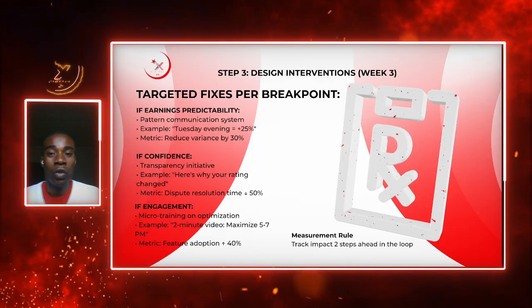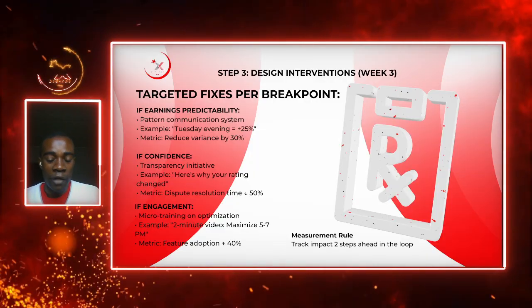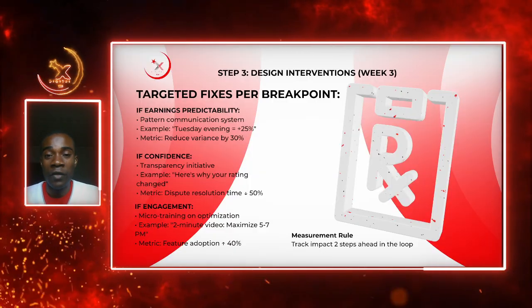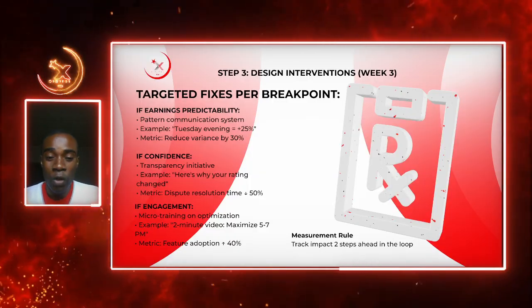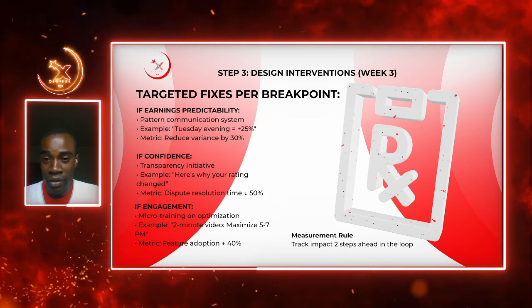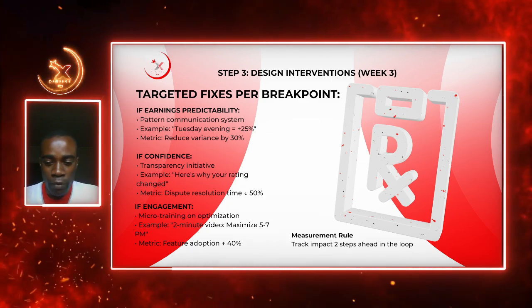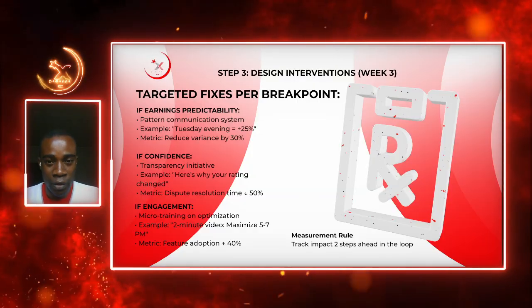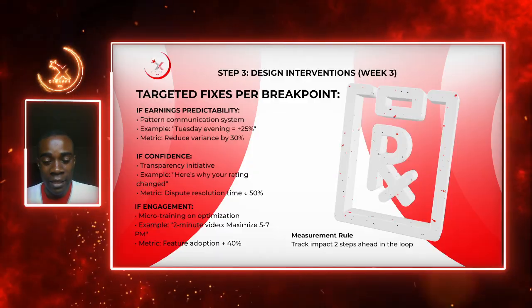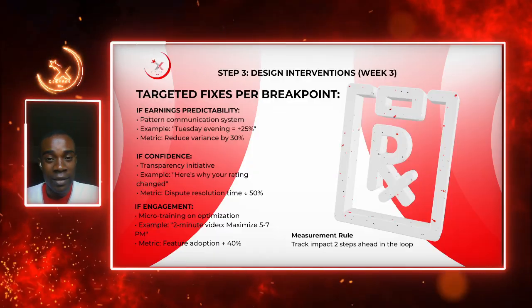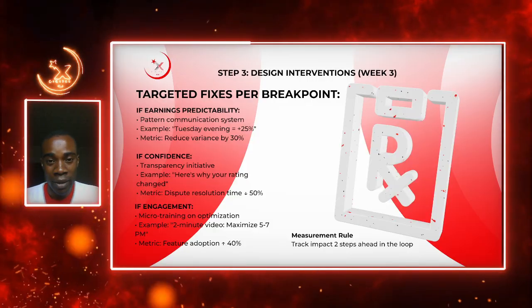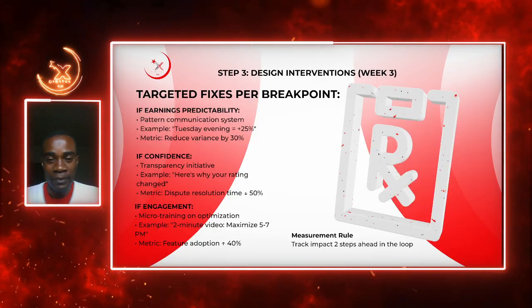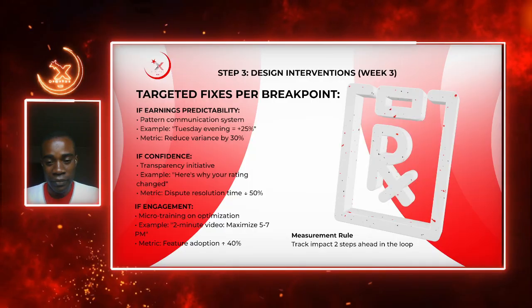And here's the key measurement rule. Track impact 2 steps ahead in the loop. So if you're fixing earnings, measure confidence improvement. If you're fixing confidence, measure engagement changes. And always remember this one important thing. You are managing the system, not just the metric. This is one key thing to always remember. You're managing the system, not just the metric.